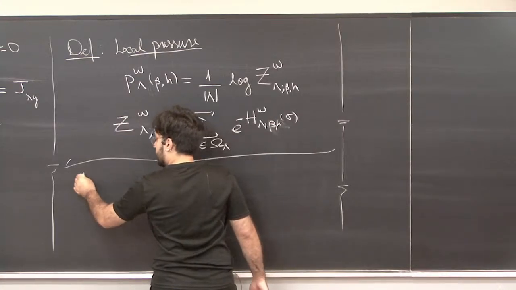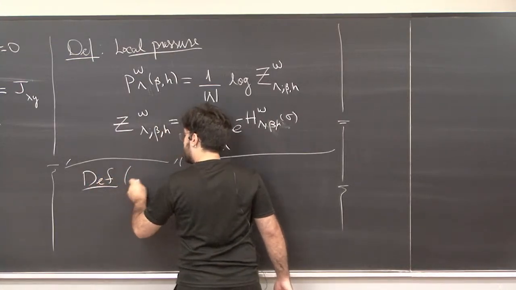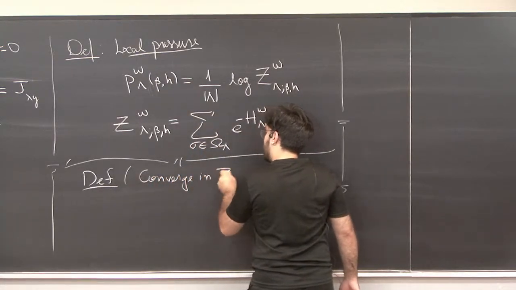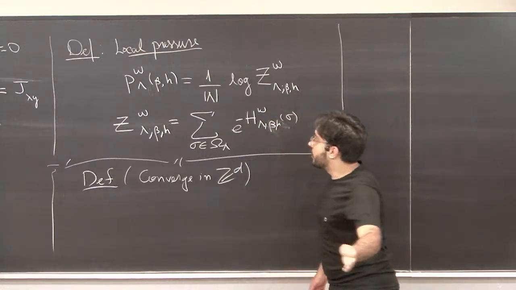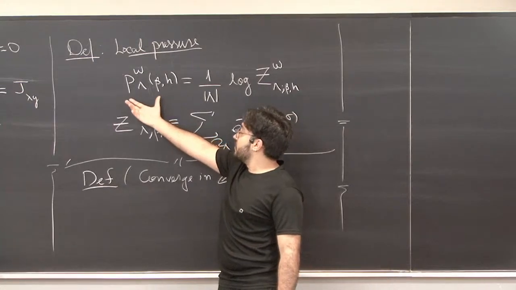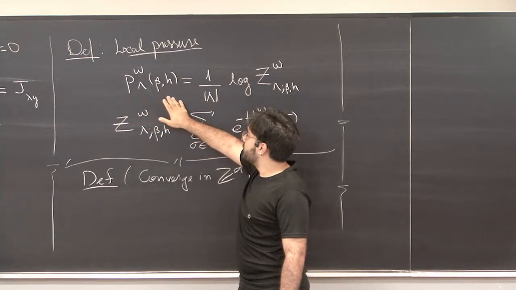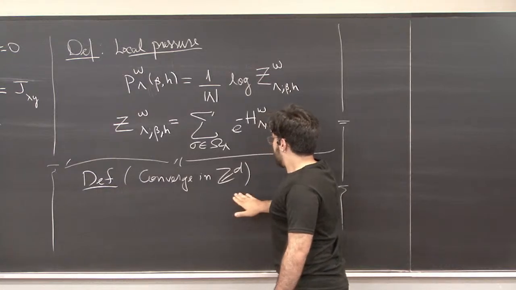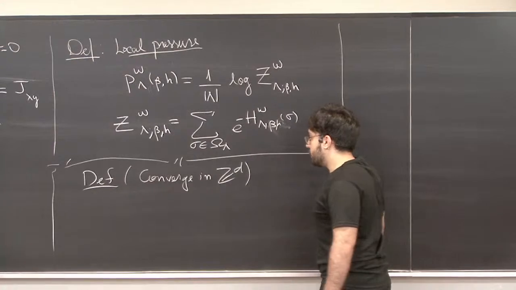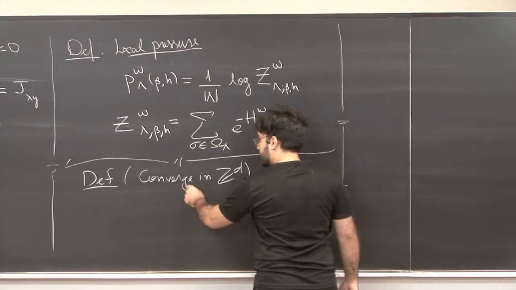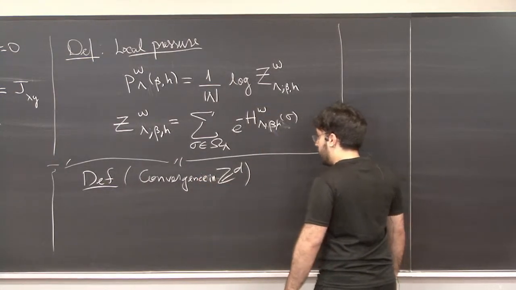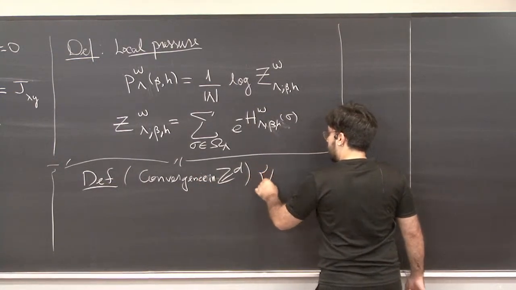we gave again a definition of convergence in Z^d, because as you all can see, this gives me a family of local pressures depending on finite sets. So I need to give you a notion of what I mean by convergence in Z^d. So the convergence in Z^d was defined in the following manner.